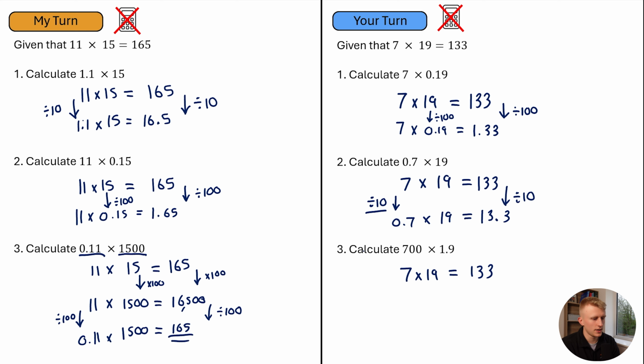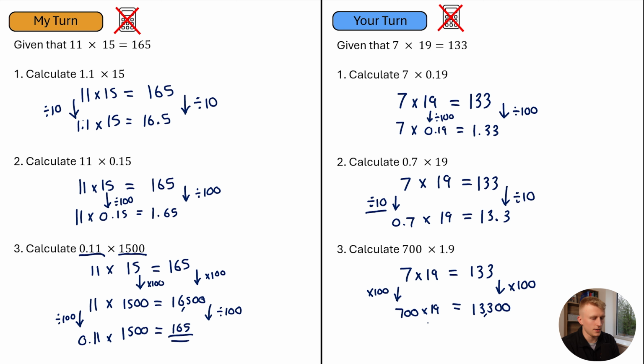Okay, let's look at the last one. Calculate 700 multiplied by 1.9. So my 7 has got 100 times larger, and I'll just look at that change initially, and I'll leave the 19 intact and come back to that. So if my 7's got 100 times larger, then my answer is also going to be 100 times larger. 133 multiplied by 100 is 13,300.